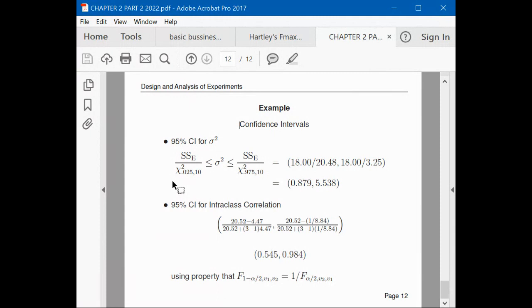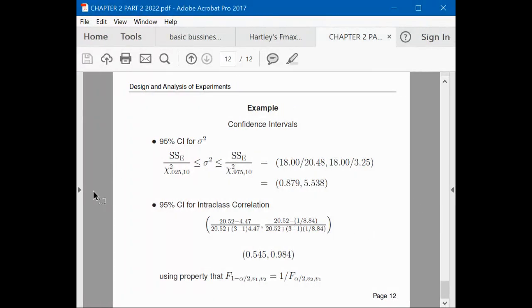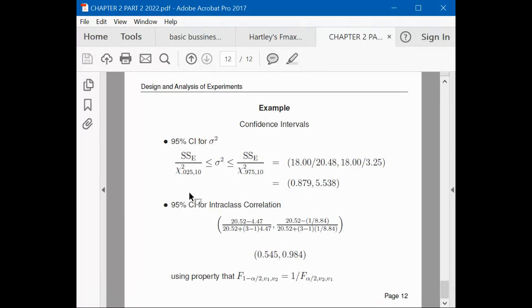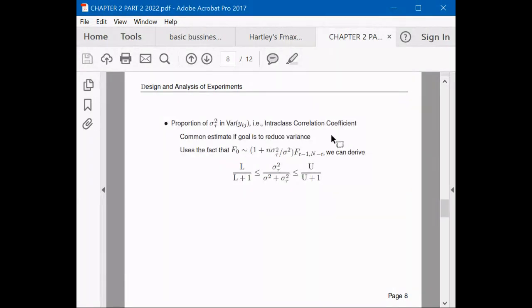So for this confidence interval, don't worry about it for the upcoming quiz. They will not form part of the test. So when you are preparing for the quiz, don't worry about this example. On page 12, again, there's another one here. Let me show you. So please don't worry about this.